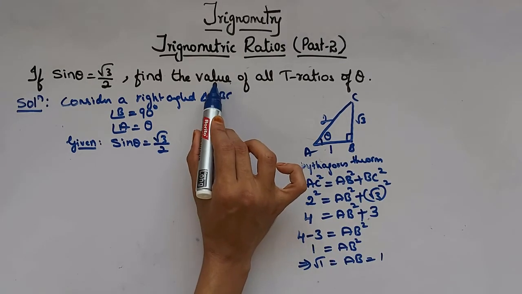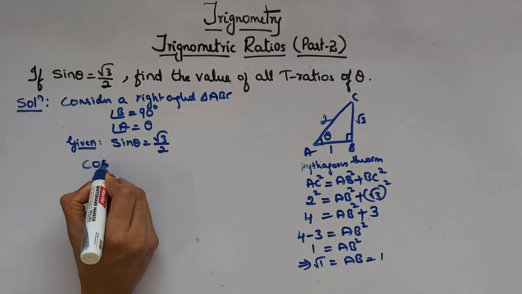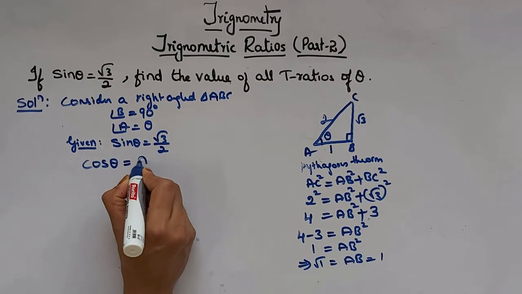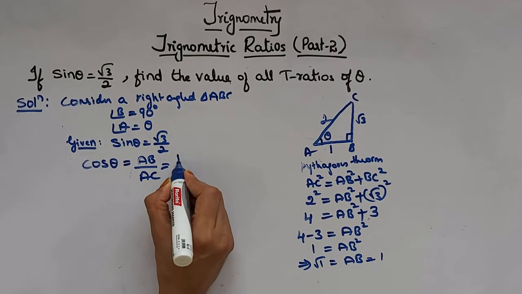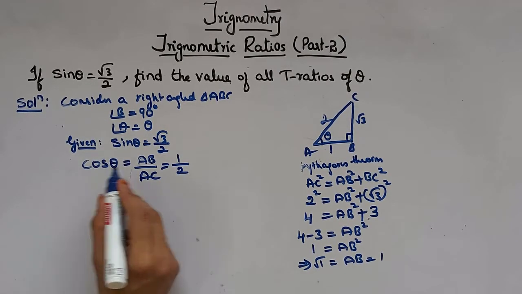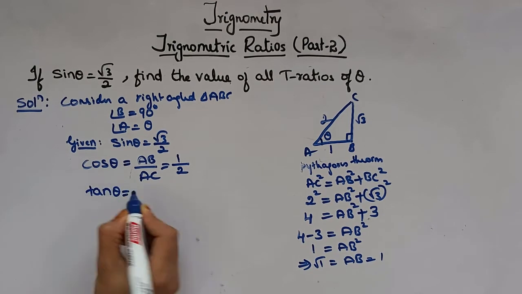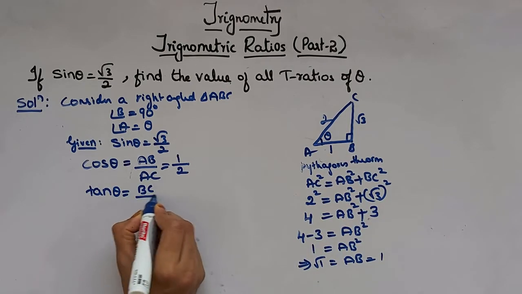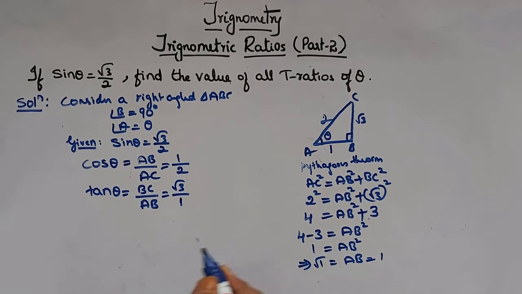Here they have asked us to find all the trigonometric ratios of theta. So we have cos theta, which is adjacent by hypotenuse. Here adjacent is AB, hypotenuse is AC. So your AB is 1 and AC is 2. So your cos theta is half. Next we have tan theta. Tan theta is nothing but opposite by adjacent. So opposite is BC, adjacent is AB. So BC is root 3 and AB is 1. So therefore tan theta is root 3.